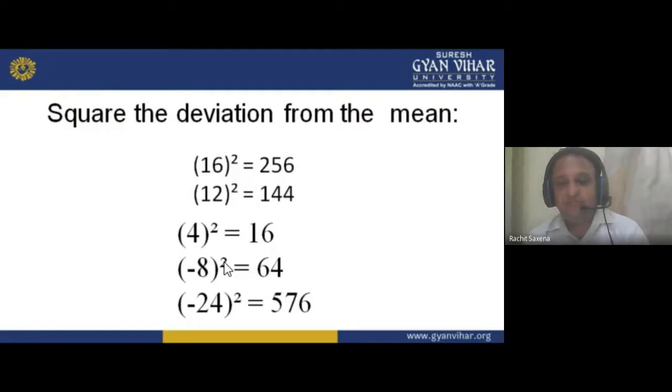Square of 8, minus 8 is there but square, so minus minus will become plus, so positive side. So we are getting what? 64. Now minus 24 square, 24 square is 576, and minus square is positive.